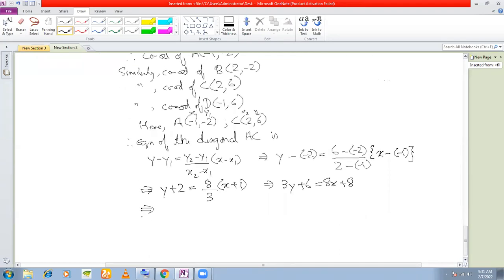Now you take everything to this side, so you get 0 is equal to 8x. From plus 3y it becomes minus 3y, and from plus 6 it becomes minus 6. Right? That means you're getting here 8x minus 3y plus 2 is equal to 0. And that is the equation of the diagonal AC.